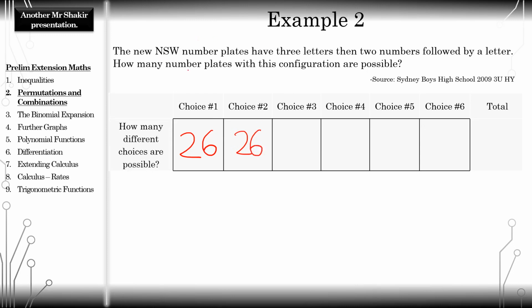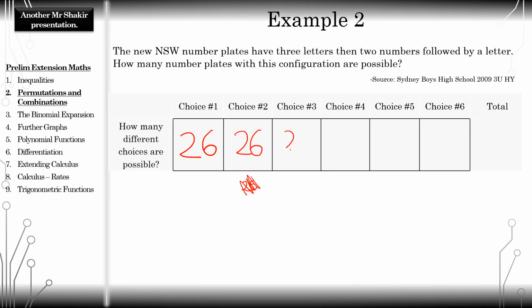Now, there's no part of the question which says that we cannot repeat letters. Sometimes they'll put a condition. If you can't repeat a letter, then 26 will be here, and it'll be 25 there, because you can't repeat whatever letter you put in the first box. But over here, that's not the case. They haven't given us any conditions. It's a basic question.